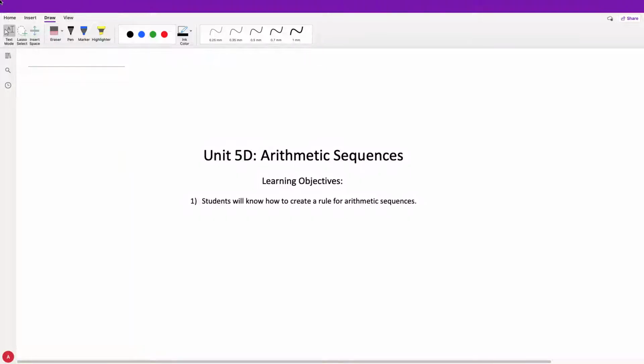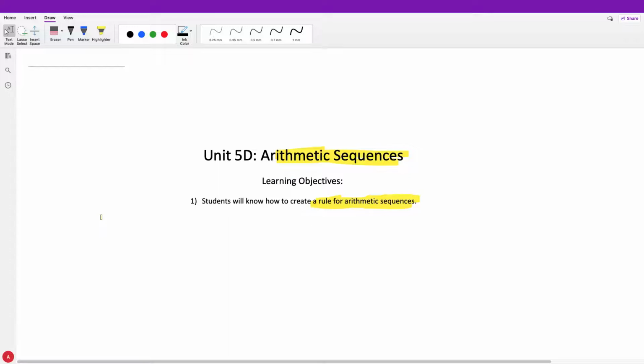All right, so the next part of this unit that we are going to cover is going to be arithmetic sequences. And what you're going to have to be able to do for this one is you're going to have to know how to create a rule for arithmetic sequences. It's really not too bad to do this, and we're only going to go through maybe a couple examples with this, and that's it for this video. So this video should be a little bit shorter, but our objective for today is we will be able to create a rule for arithmetic sequences.